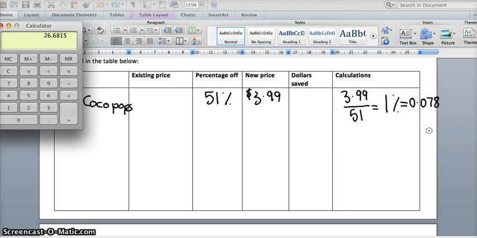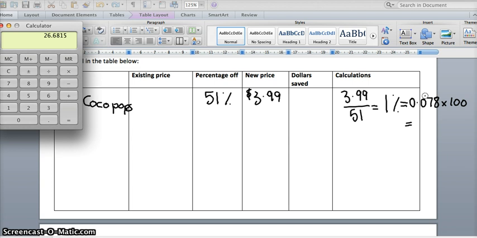What do we have to do now, Brooke? Times by 100. Why? Because it'll give us our total existing, our 100% of what it once was. This is 51% of it was $3.99. Stay with it. 51% was $3.99. We want to know what 100% was. So if we times that by 100, what do we get, Liam? The existing price. Very good.